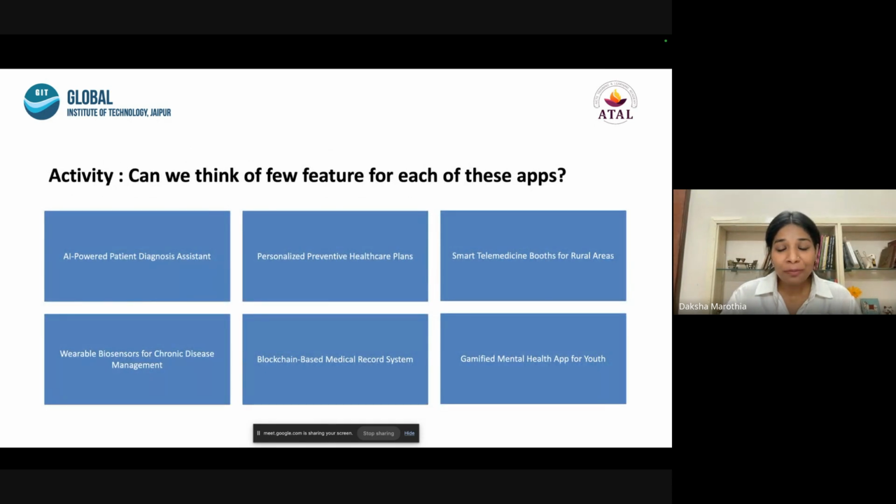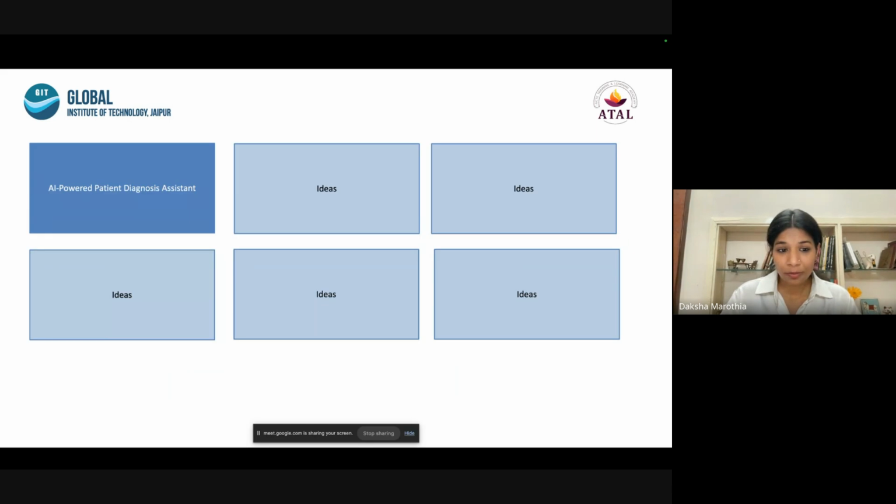Now we'll just do a simple activity again. And I would request you all to speak up a little. We have six ideas of apps here. The idea is we list down five different features for a particular app, and then one by one we go through. I have only written three for now, because I am not sure about the time constraint, but we can increase it if we get more engagement. So the idea is, say, an AI powered patient diagnosis assistant.